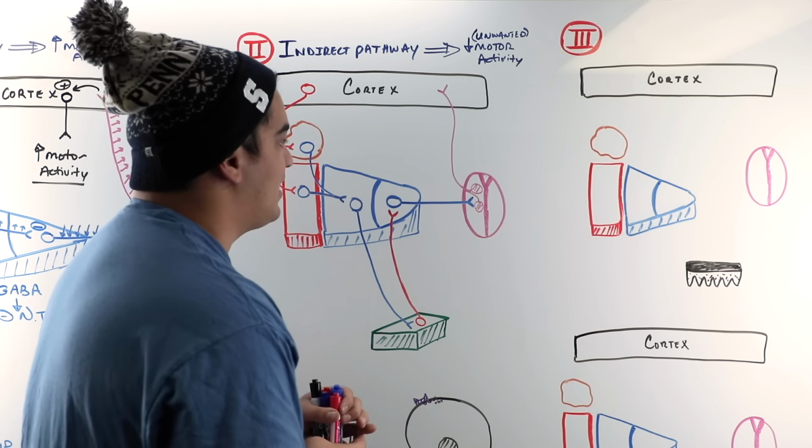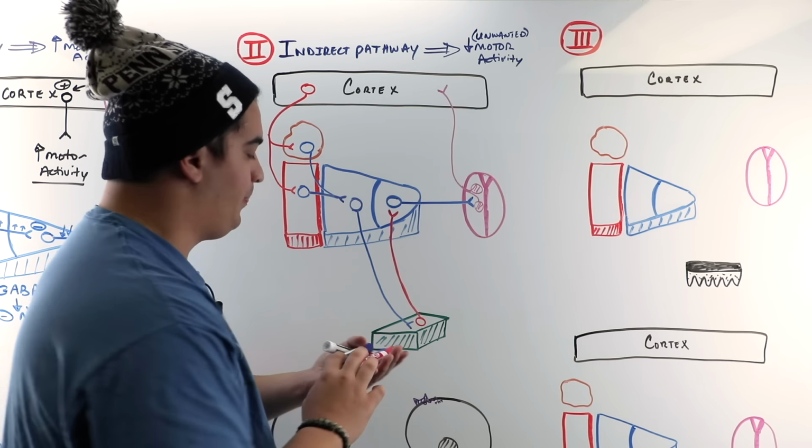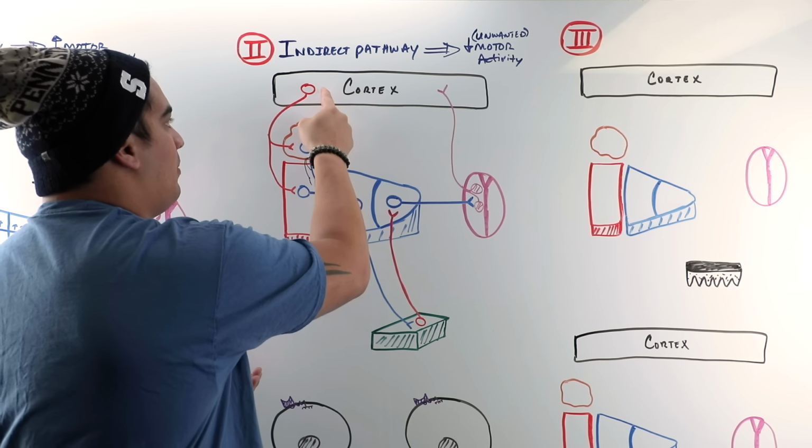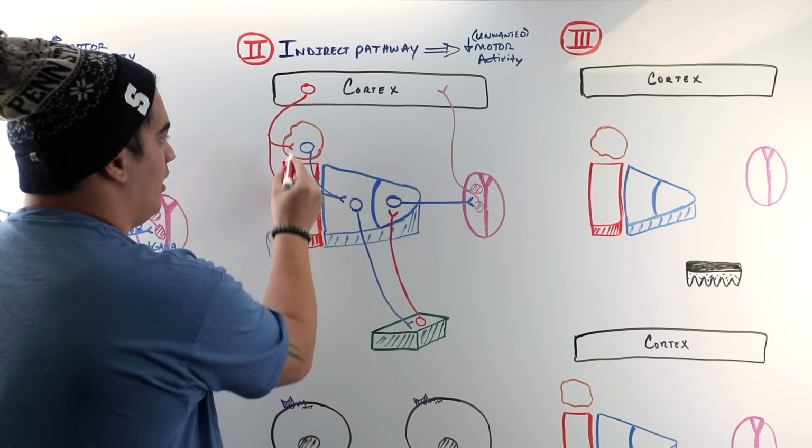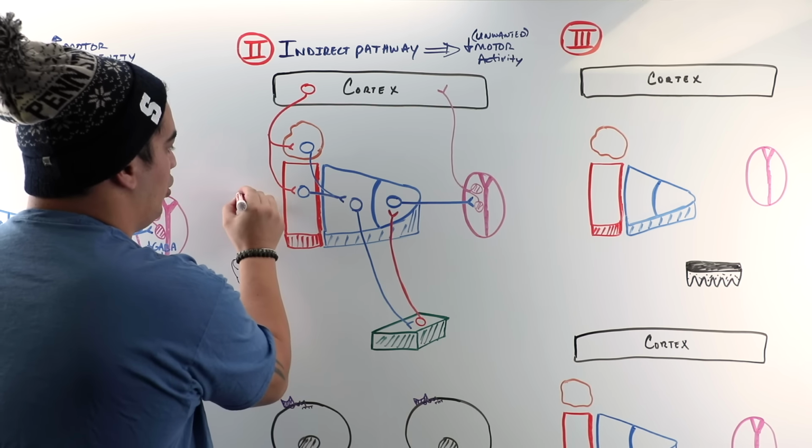This is our basic scaffolding. Now let's dig into it. Again, neurons coming from the cortex to the striatum. What type of neurotransmitter is released here? This is glutamate.